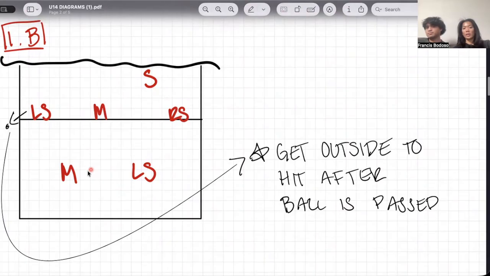Our right side's back. And now our middle and our left side are splitting the court and trying to just take half side. Cool. Now, after this left side digs this ball, it's really important that you get outside so that you can actually hit and have your full approach. And then our middles will either run a 50 or whatever system we're running at that point.